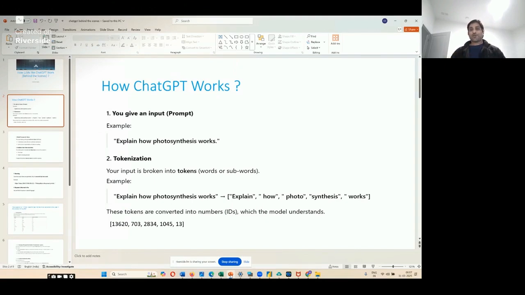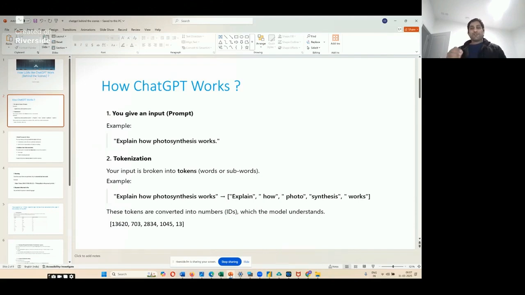So what is a token? A token is a word or a subword. In this sentence, "explain how photosynthesis works," the LLM immediately converts the sentence into tokens: explain, how, photosynthesis, works. So five tokens are created here. This token can be a word or a subword.